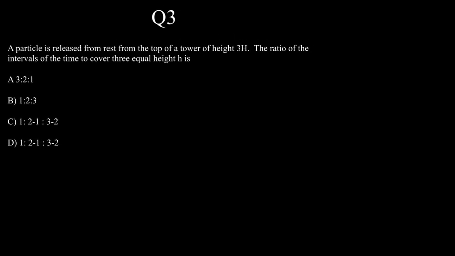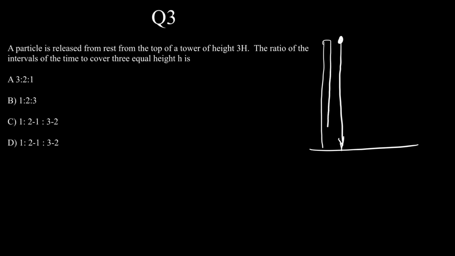So what we'll do is, as usual, we'll start the question by drawing a diagram. So this is what's given in the question. A particle is being dropped, right? It comes and hits the ground. And there's a tower here. Right, so a particle is dropped from here.